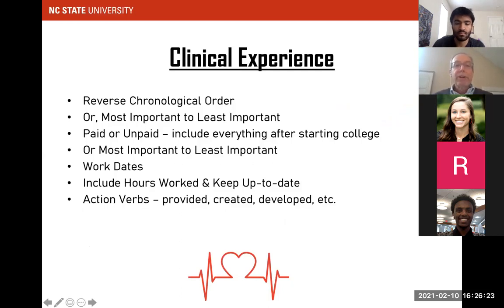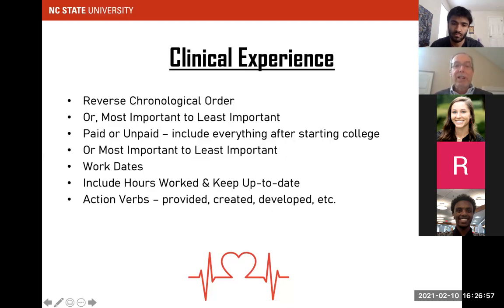Okay. So clinical experience, same thing, the option of reverse chronological order or most important to least important. Include paid or unpaid, it doesn't matter, it's what you did. That's the most important thing, what you want them to know about. One of the things to think about in clinical experience is to consider putting on there how many hours you actually worked or volunteered. That tells them a lot.